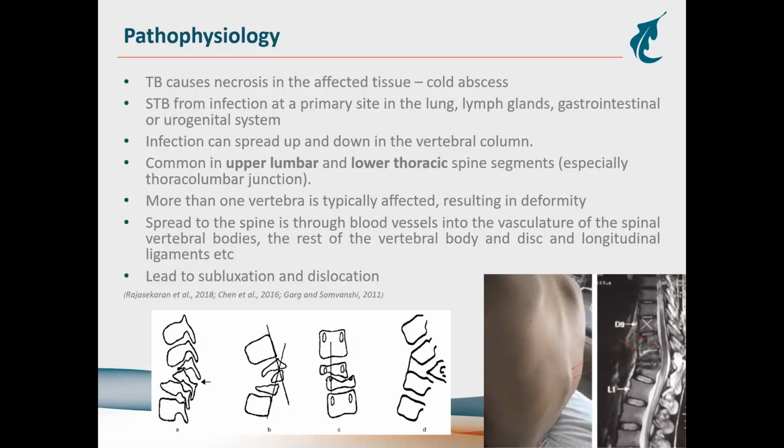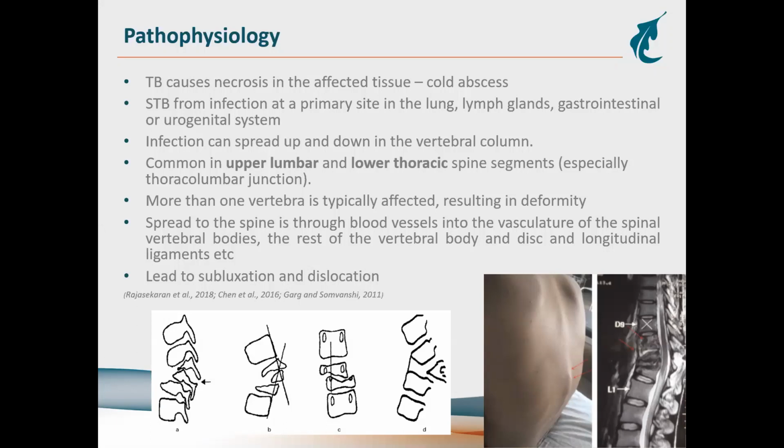So during the development of the infection, it can move up or down the vertebral column. It's more commonly seen in the upper lumbar and lower thoracic spinal segments, especially the thoracolumbar junction. And more than one vertebra is typically affected, resulting in deformity.